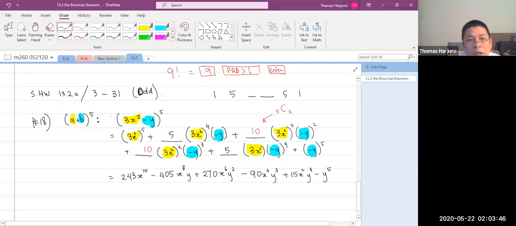So I play with the colors yellow and blue so that you see the pattern. I basically replace the a by 3x squared and the b by negative y, but following that binomial expansion. Of course, again, we fall into the trouble of how to find the coefficients, right? But once you get that, the last step is just combining them, putting them together. That's why I give you this suggested homework here. Make sure you do that.